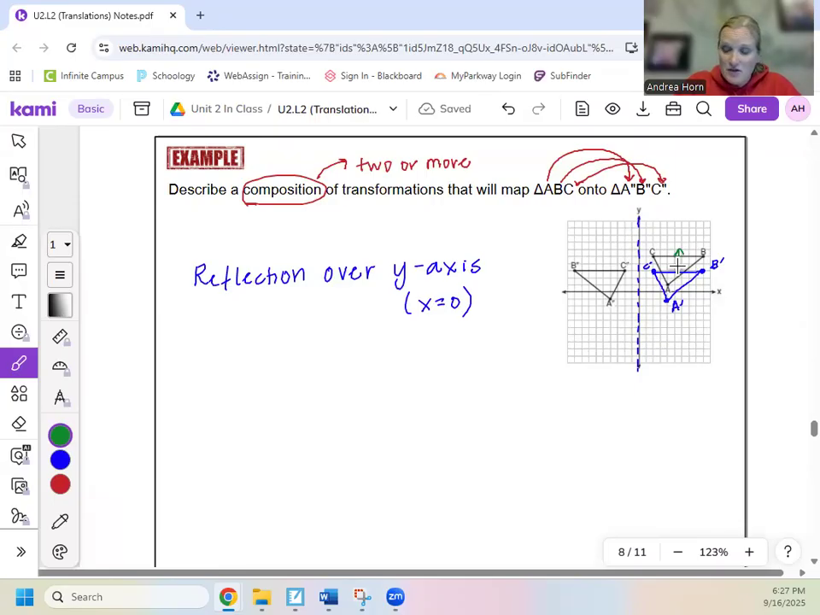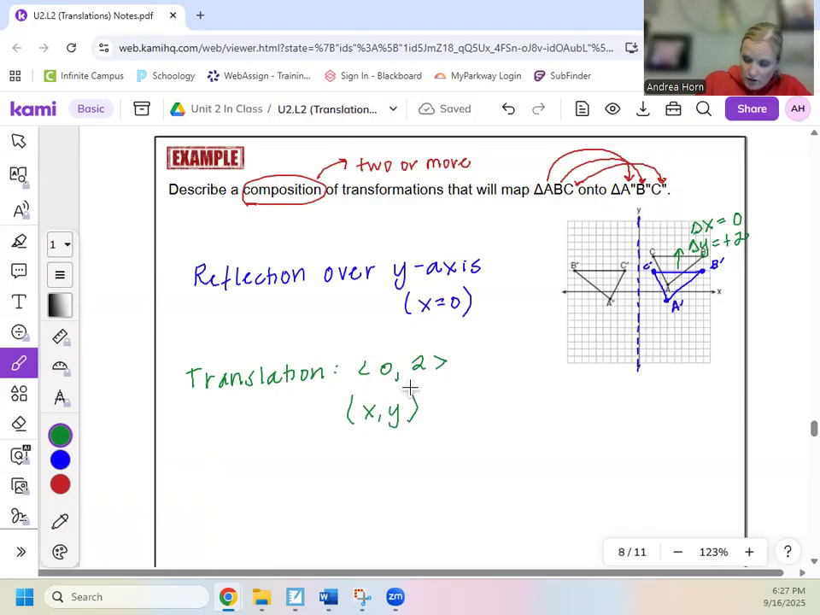It should all match up if I move up 2, which means up is my y. It's up or down, so that's my change in y. So my change in y is going to be a positive 2. But notice I'm not going to move it left or right at all, so my change in x is going to be 0. So then my second transformation is a translation, and I'm going to write it in vector form, which would have <0, 2> as a vector. Or you could write it as a rule. The rule would be (x, y) goes to (x, y + 2). So the x just stays x because I'm not adding anything. I don't have a change in x.